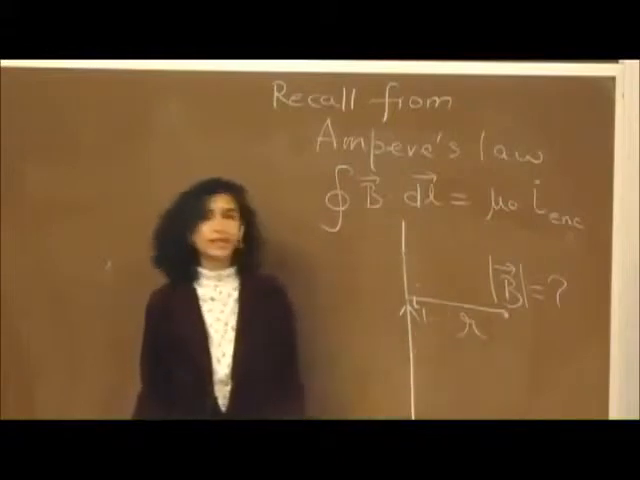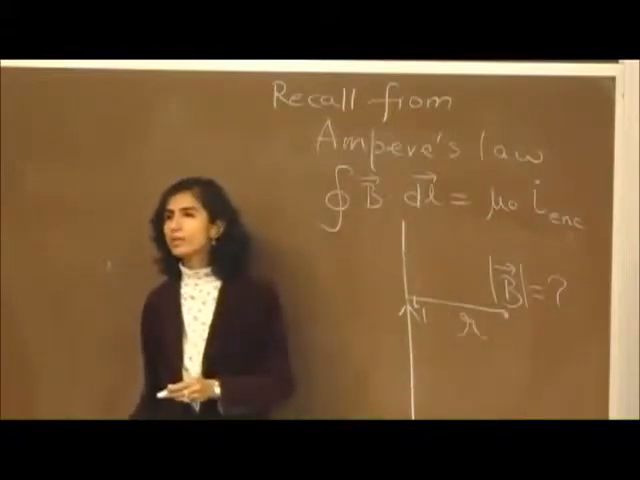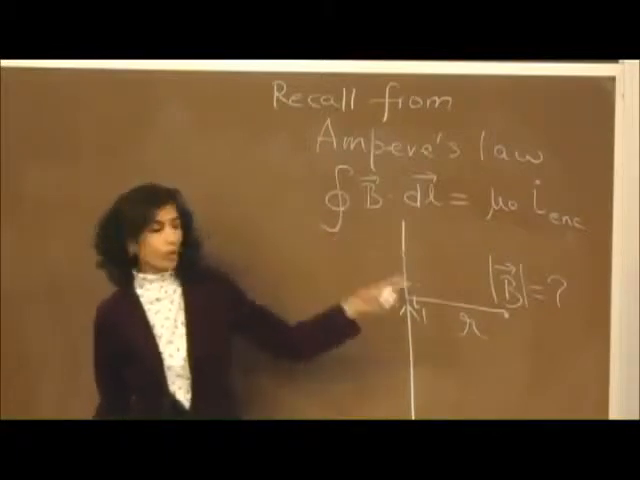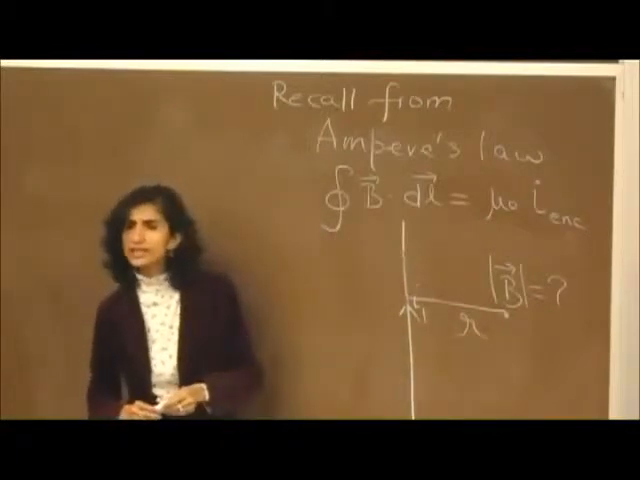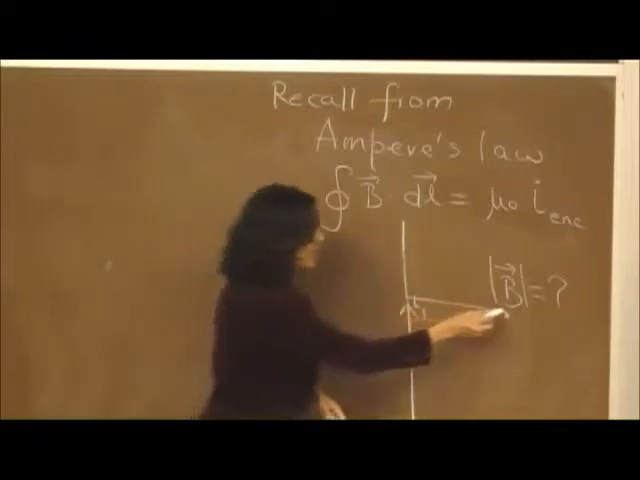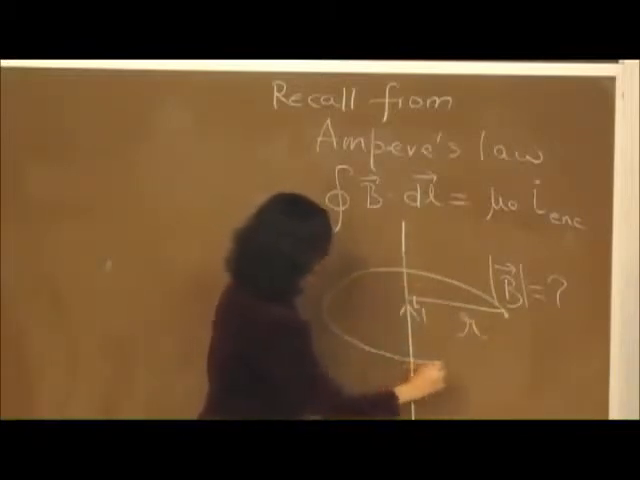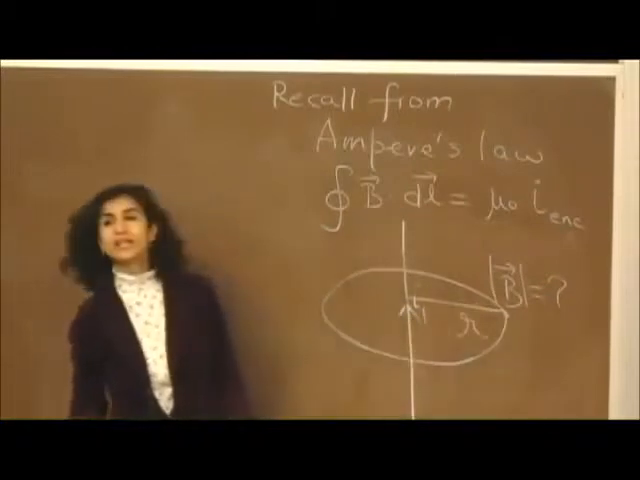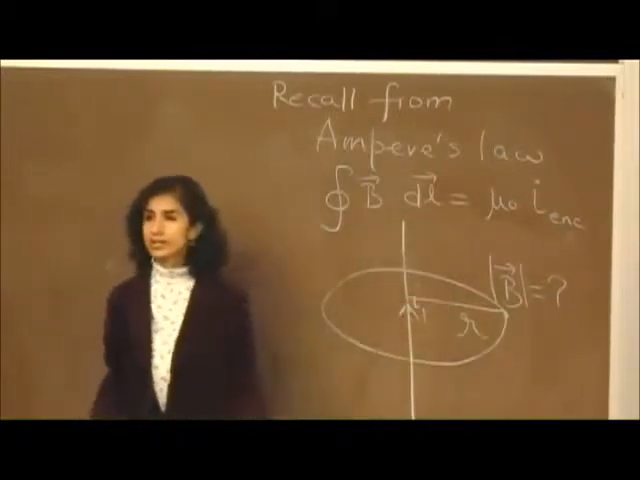Because this has already been done last time. Tell me how I would use Ampere's law. To use Ampere's law, I have to choose an Amperian loop. What would be a good loop to choose? Will it be a circle? Yes, I should choose a circle with this wire at the center, and that point where I want to find the magnetic field magnitude as a point on the circle.